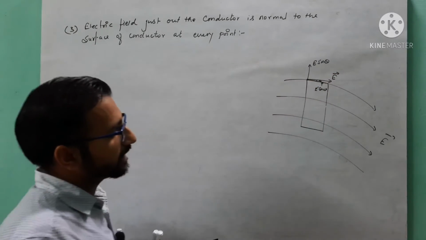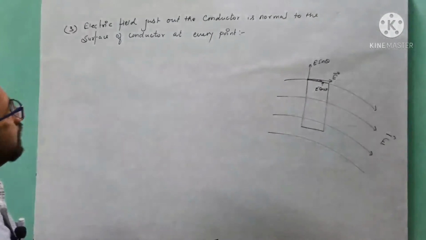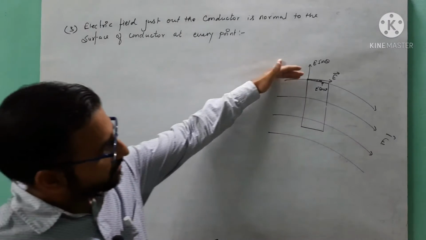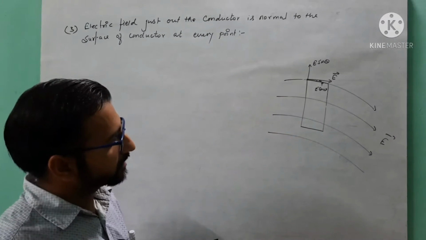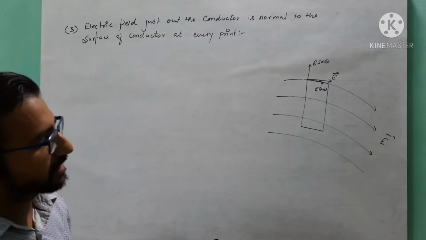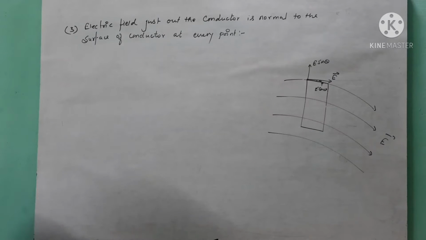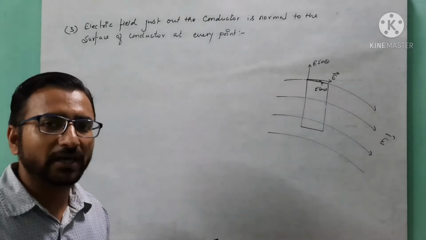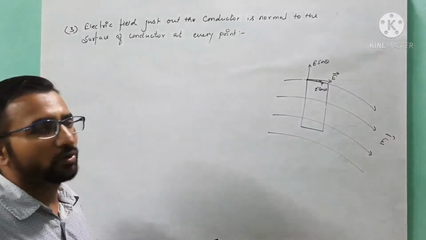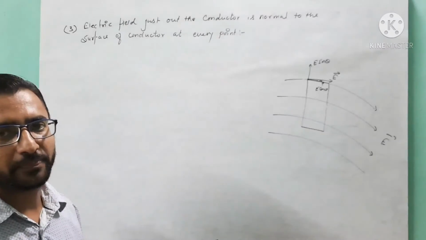So we have to show that the electric field just outside the conductor, this is our conductor, rough diagram for understanding, just outside the conductor is normal to the surface of the conductor at every point. We have to prove this statement. Then how will we prove this statement? We will show the proof of this statement with the help of flow of charges.